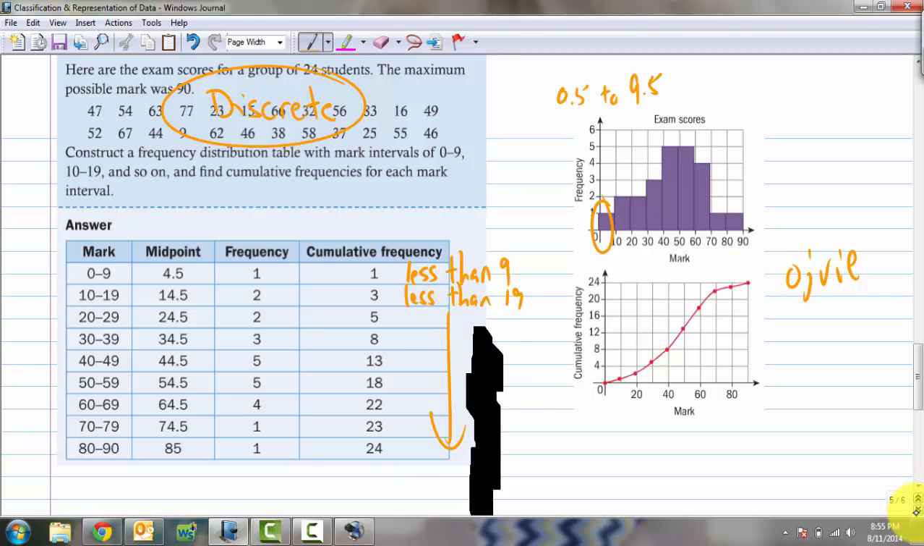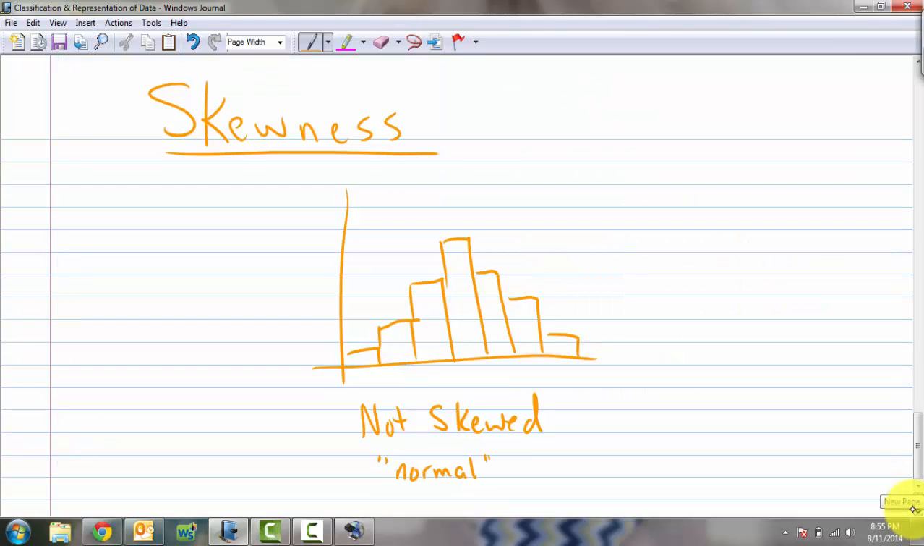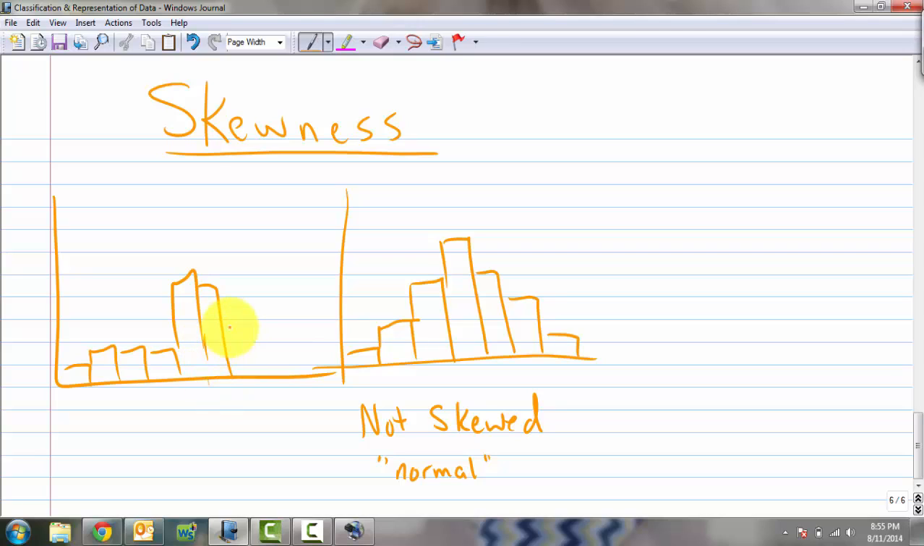And the last thing we'll talk about today is something called skewness. If we have a diagram of our data that looks like this, this is not skewed. It's roughly symmetric. It's normal. If I had a bar graph that looked like this, this would be skewed left. It looks like it has a tail extending out to the left. If I drew a curve over it, it is not symmetric. There's all this extra stuff on the left.